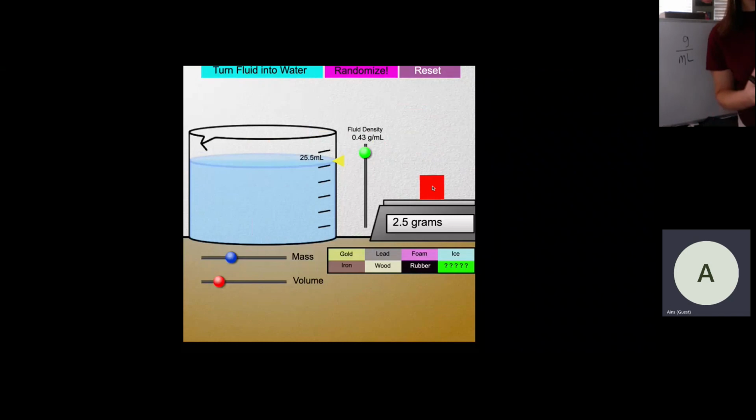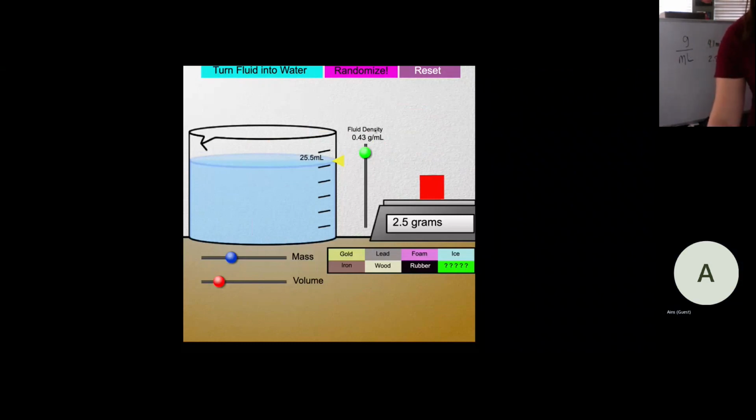Do you divide it or is it multiply? Yeah, so look at our unit for density, a gram and a milliliter, right? So this number right here, 0.43, is not our red cube. The 0.43 grams per milliliter is the density of the liquid inside our beaker here. So yes, our units are a guide. We take the gram, and that goes on top of our fraction, and the milliliter goes on the bottom.